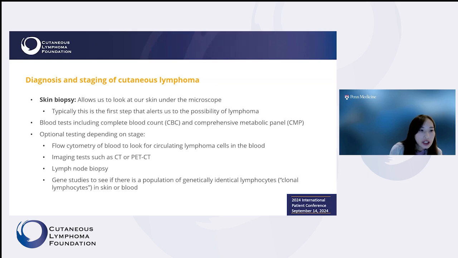And when the skin biopsy looks atypical, this is typically the first step that alerts us to the possibility of cutaneous lymphoma. And when you get diagnosed with cutaneous lymphoma, you might need additional blood tests, including a complete blood count and a comprehensive metabolic panel. And then depending on the stage, you might need some optional additional tests that includes a flow cytometry of your blood. And this is a test that helps us look for circulating lymphoma cells in your blood.